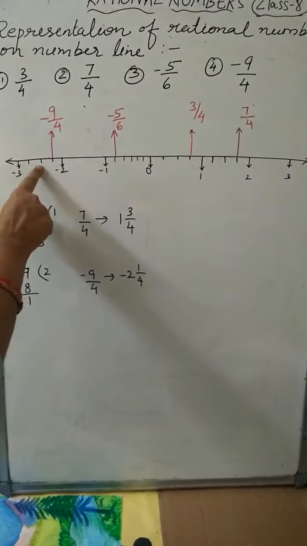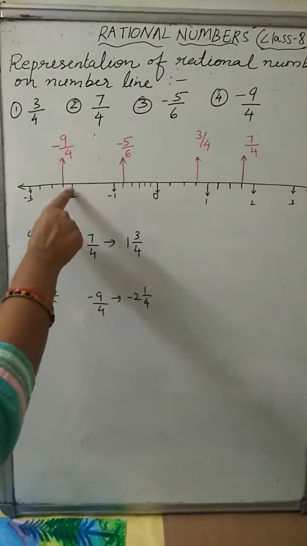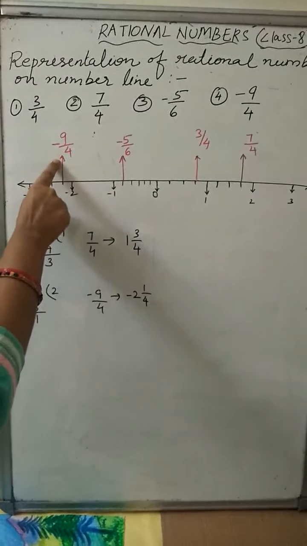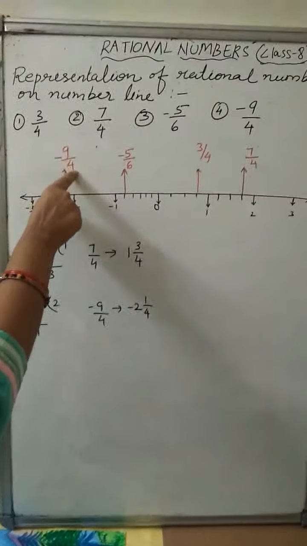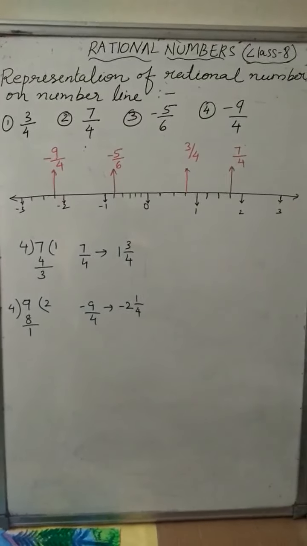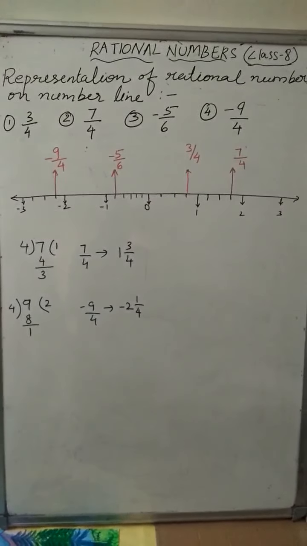1, 2, 3, and this one is 4. Now this is 2 whole, this is 1 by 4. So this represents minus 9 by 4. So I hope all of you have understood how to represent a rational number on a number line.